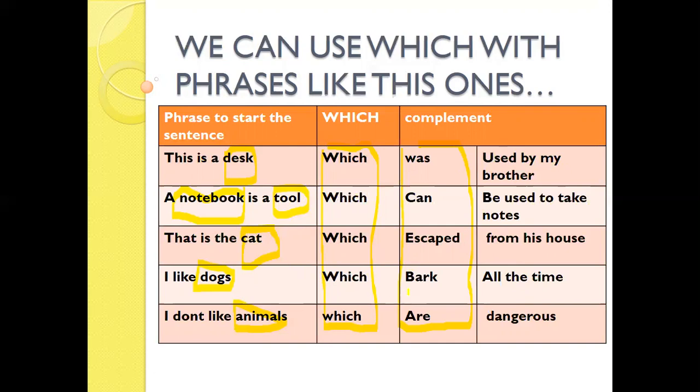Which bark all the time. So that means that you like the kind of dog that are always barking, making noise, etc. And I don't like animals which are dangerous. You know that there are animals that are not dangerous, like the ones that we have as pets, but there are others, like animals that are dangerous. Therefore, we are describing them with the word which.